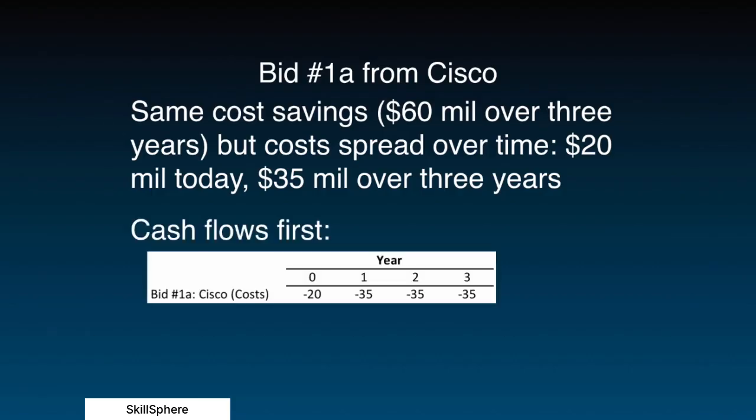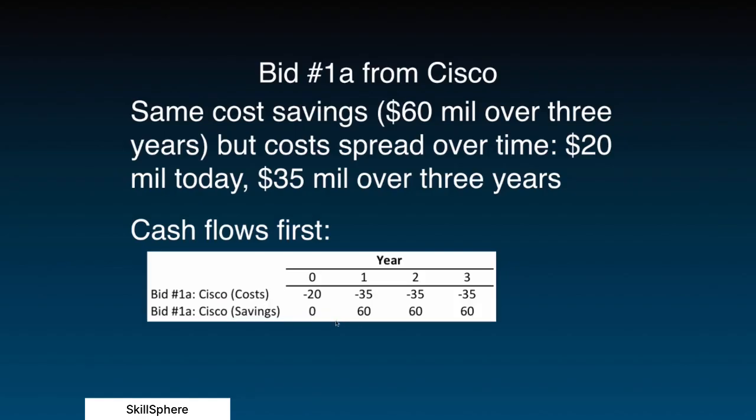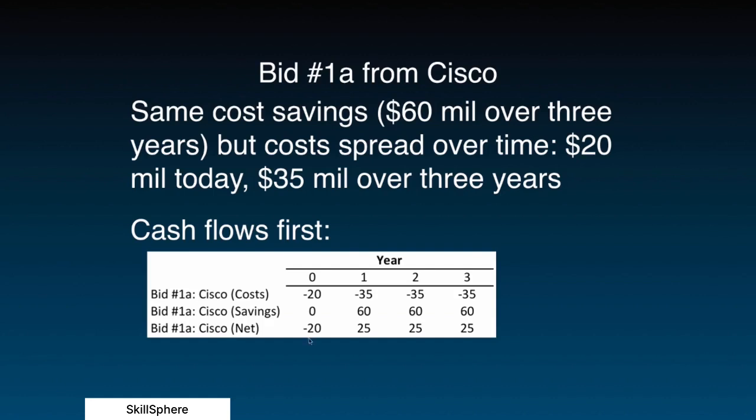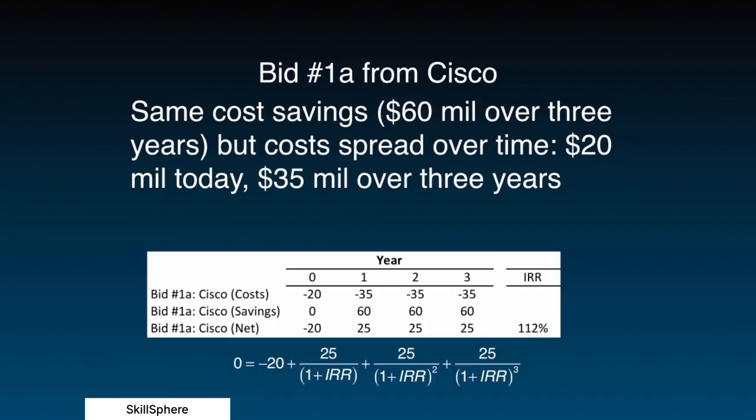So for bid 1A, here are the costs. It's going to cost us $20 million up front as opposed to $100 million, but we're going to have to pay $35 million over the next 3 years. We still get the same cost savings, so the net cash flows for this bid are minus 20, 25, 25, and 25. Let's compute the IRR and NPV. IRR first. We set the NPV of these cash flows equal to 0, solve for the IRR, and we get, whoa, 112%. That's impressive. That is very impressive.